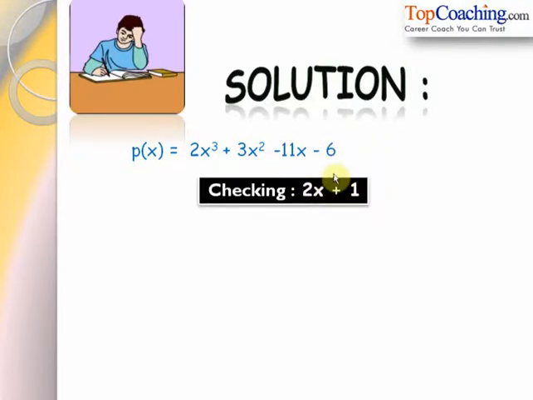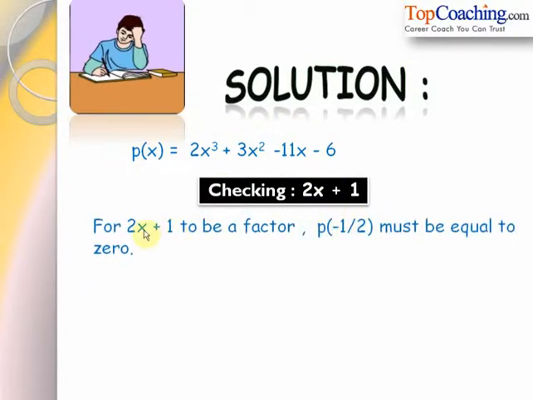Now checking for 2x plus 1, the first factor is 2x plus 1, and we have to check whether this linear polynomial is a factor of p of x. For 2x plus 1 to be a factor, p of minus 1 by 2 should be equal to 0. This we get from the important remarks which we just studied. So if 2x plus 1 is a factor of this polynomial, then the remainder obtained when this polynomial is divided by it must be equal to 0, and from the remainder theorem we get p of minus 1 by 2 should be equal to 0.